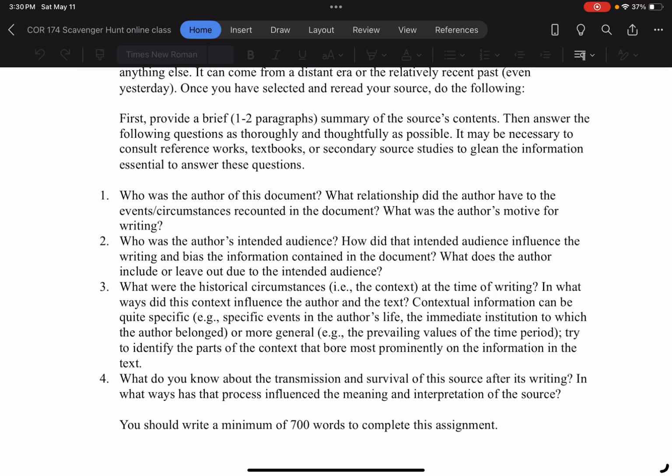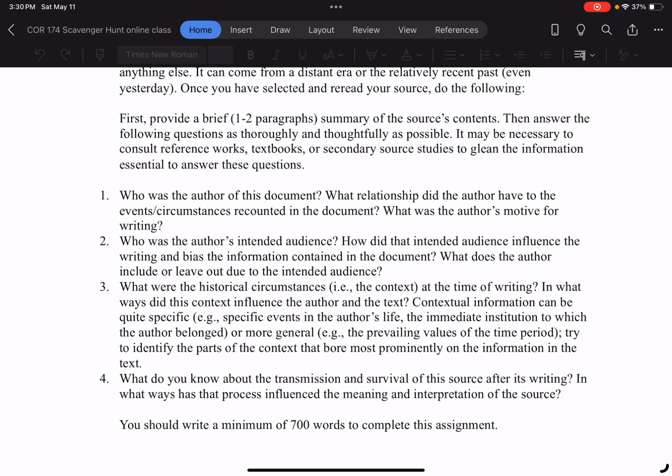And so you need to ask and try to answer, how does that happen? How did the audience influence the writing? How does it bias the information in the text? What does the author include or leave out due to the intended audience? What are they not saying is often an important question to ask, and it's related very closely to the question of audience.